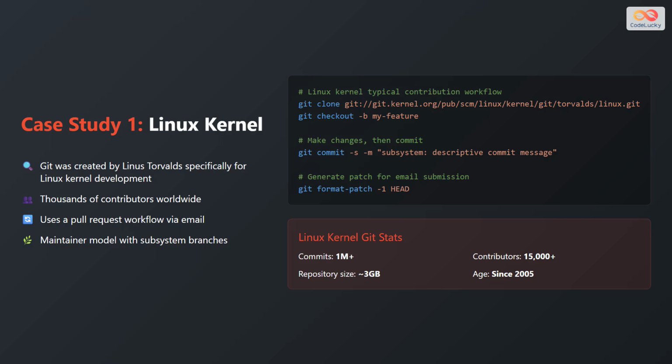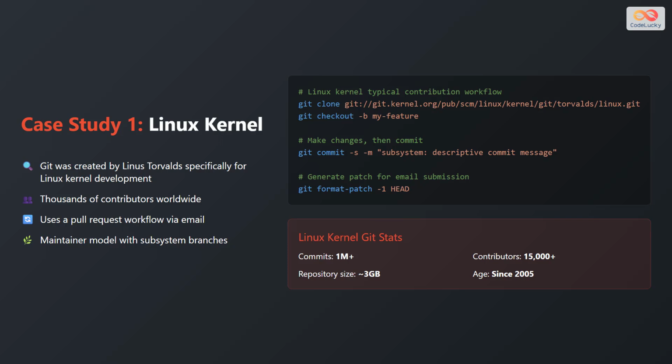First, use git clone to clone the repository. Then use git checkout to create a new branch for your feature. After this, make changes, then commit with git commit -s -m followed by a descriptive commit message. Finally, generate a patch for email submission using git format-patch.